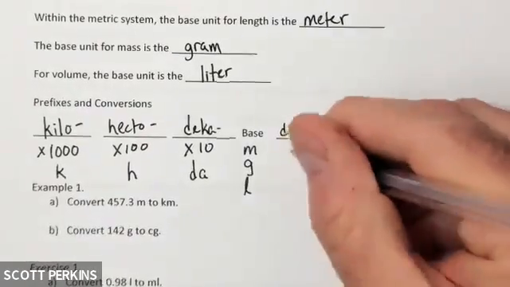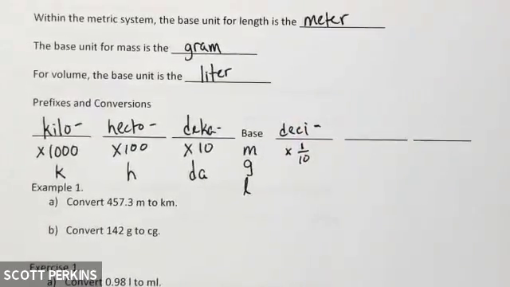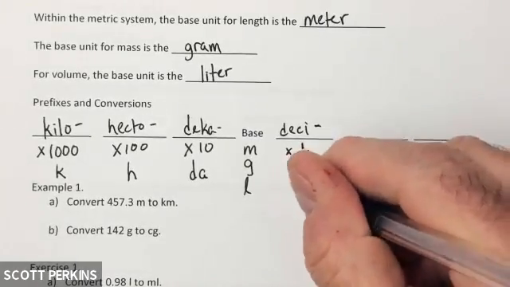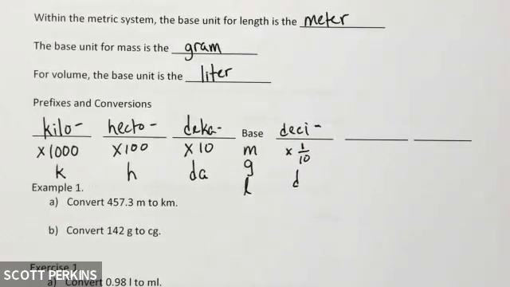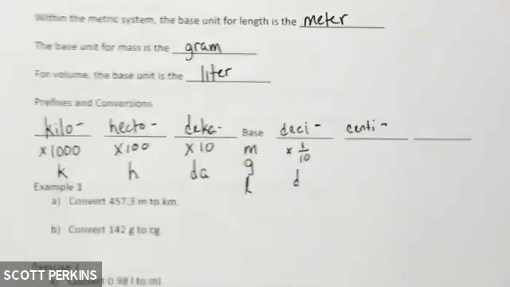What deci means is a tenth. So you have 1 part out of 10. So if you measure something and it's a decimeter, then that's 1/10 of a meter. The abbreviation for deci is a little d. That's why deca is DA, deci is D. The next one's centi. They have to be lowercase.